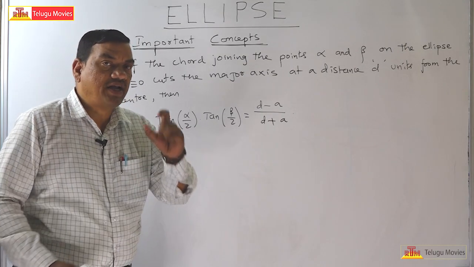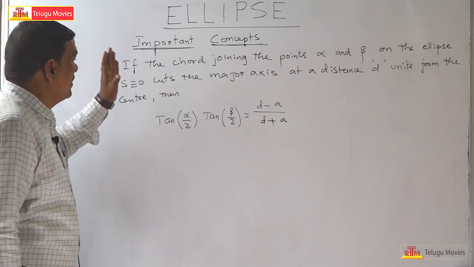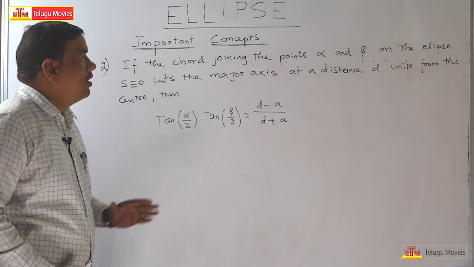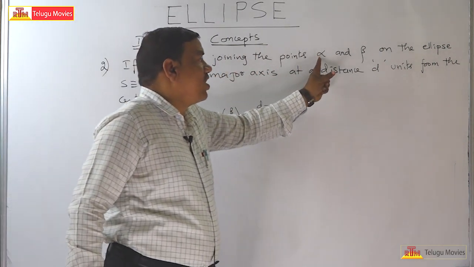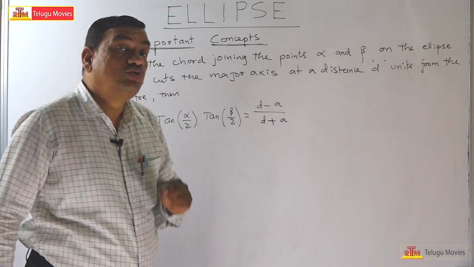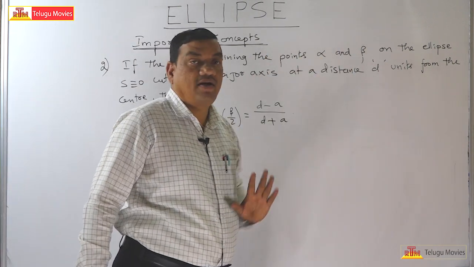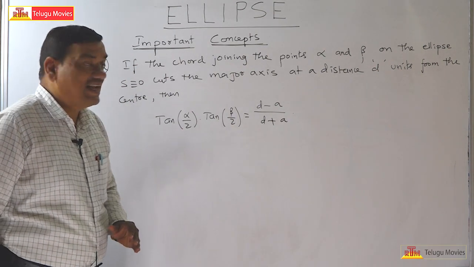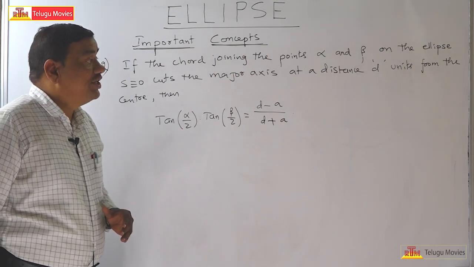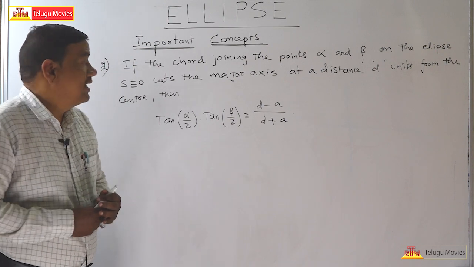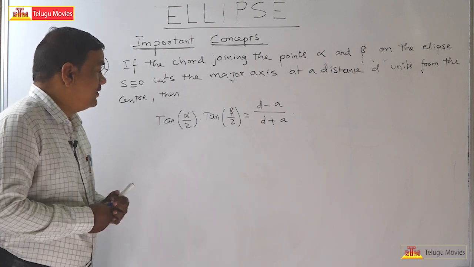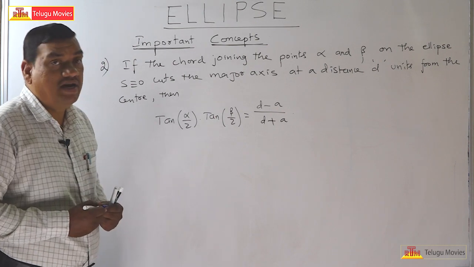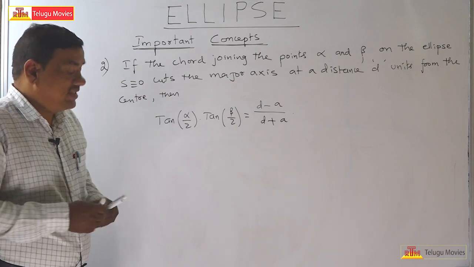The second very important point is: if the chord joining the points alpha and beta, that means the points whose eccentric angles are alpha and beta, on the ellipse S equal to 0, cuts the major axis at a distance d units from the center, then tan of alpha by 2 into tan of beta by 2 is equal to (d minus a) by (d plus a). Let us see this.